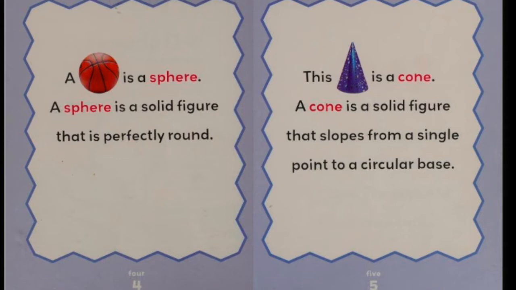A ball is a sphere. A sphere is a solid figure that is perfectly round. So it's solid or 3D. This hat is a cone. A cone is a solid figure that slopes from a single point to a circular base or a circular face. So it has a circle face and a point.